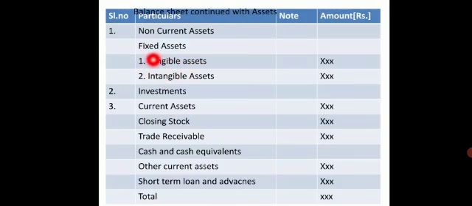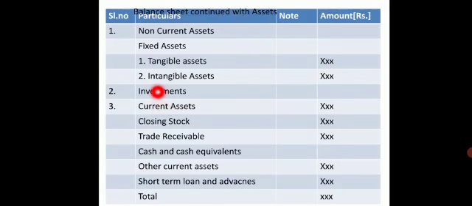Tangible assets are assets which are going to be used for a long period of time in the business. It may be plant, machinery, land, building, motor vehicle, furniture, etc. Now intangible assets are those assets which can only be understood but which we cannot touch. For example, patents, trademarks, goodwill, they are all intangible assets because their meaning is understood, but we cannot touch or feel them. So the total of fixed assets has to be taken as total A.